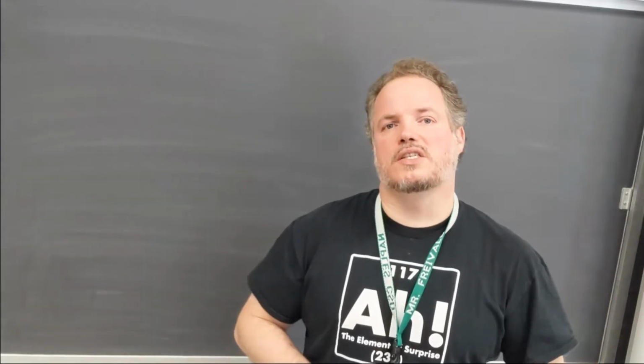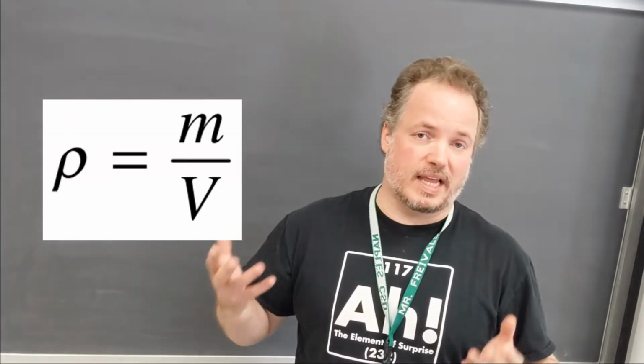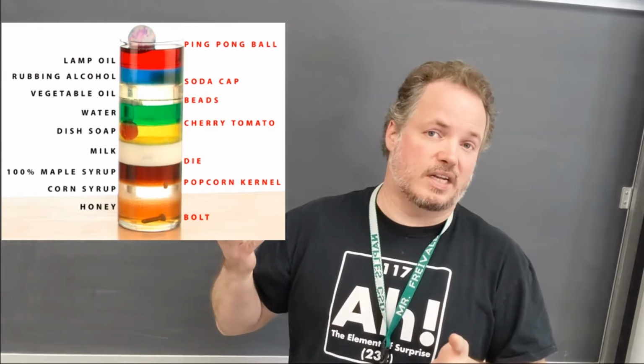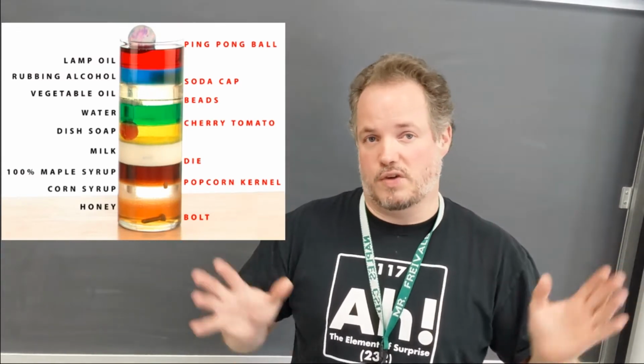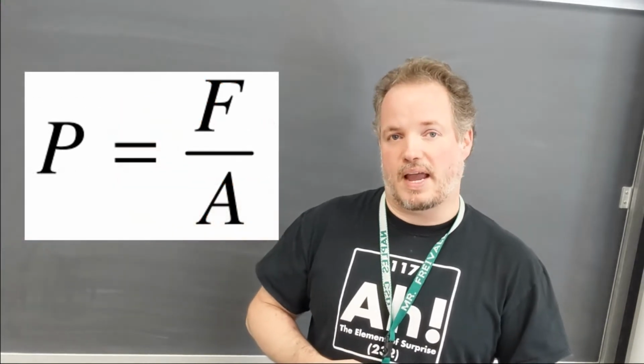Let's start this off with two things that you should already know from other classes. Density is mass divided by volume. Things with less density will float on top of things that have greater density. This you've known for a long time. The other is that pressure is force divided by area.